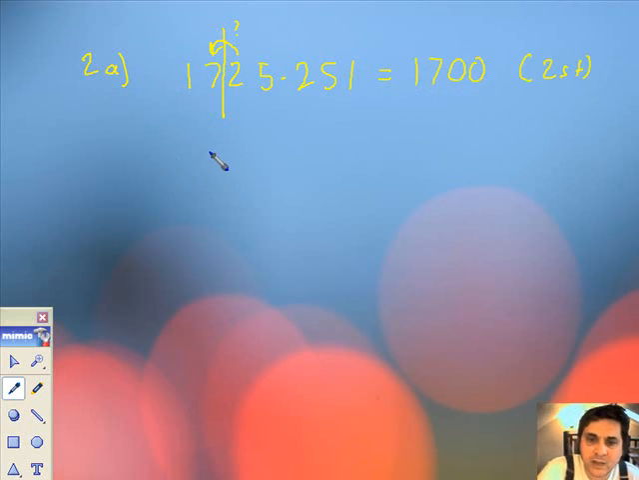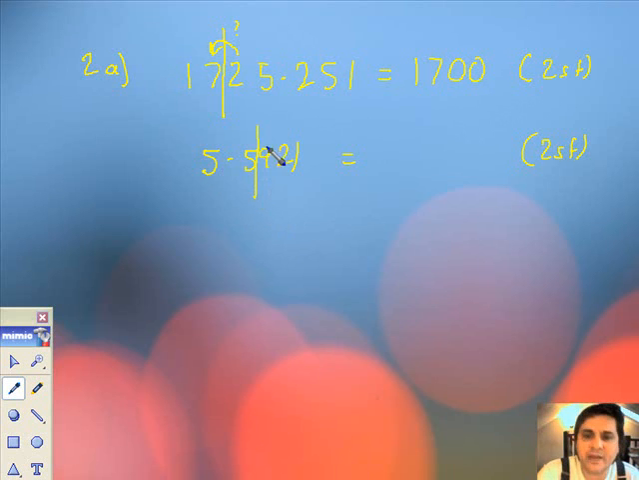Moving on, I've got 5.5921. I want to have 2 important figures. 1, 2, chop it right there. What will the 9 do to the 5? It's going to push it up to 6 because it's 5 or more to push up. So I'm going to have 5.6 using 2 significant figures.